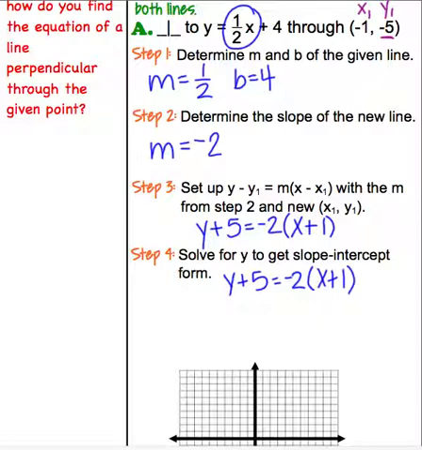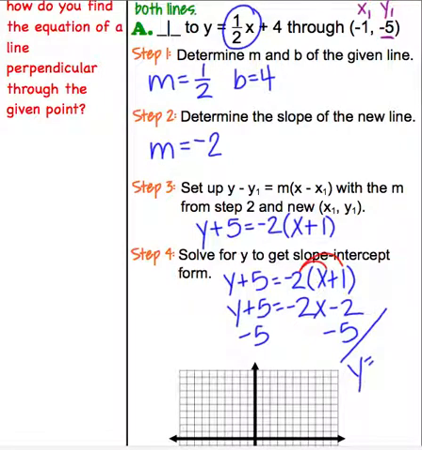And then we can go ahead and distribute that -2 to both terms in parentheses, which will give us y plus 5 equals -2x minus 2. And then lastly, subtract 5 from both sides. Remember, a negative minus a positive is the same thing as a negative plus a negative, which gives us y equals -2x minus 7.